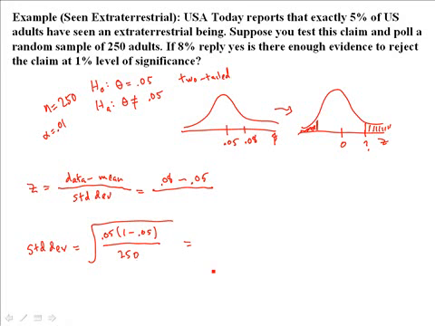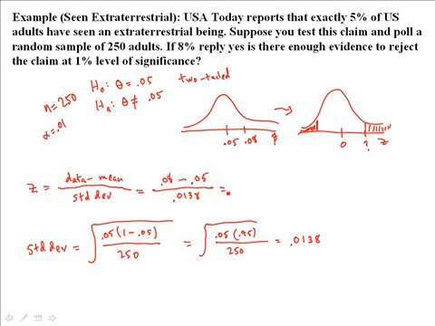Okay, so we're going to need some calculator work here. It's going to be 0.05 times 0.95, and then divide by 250. Get that first, and when you're done with that, take the square root of it. It's 0.013, after the square root. Okay, so let's round that up: 0.0138. Let's put that down here.